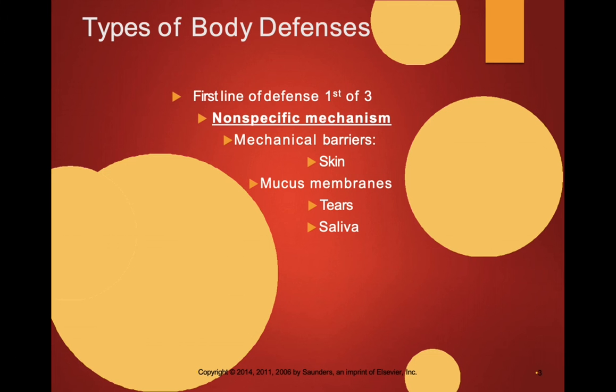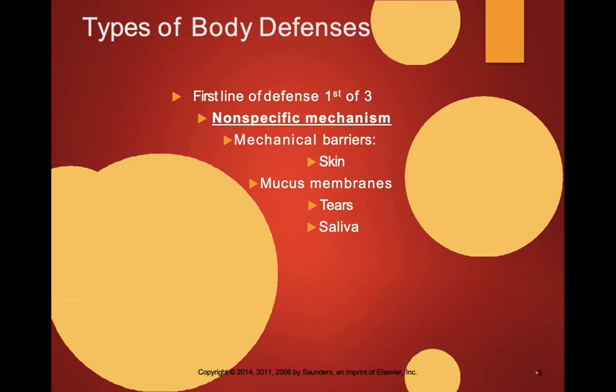So let's first look at the first line of defense. The first line of defense, our first of three, is a non-specific mechanism. There is a mechanical barrier, and then we have these mucus barriers. So the mechanical barrier is our skin, right? That is our first line of defense. It is the first part of our security system, keep the invaders out.